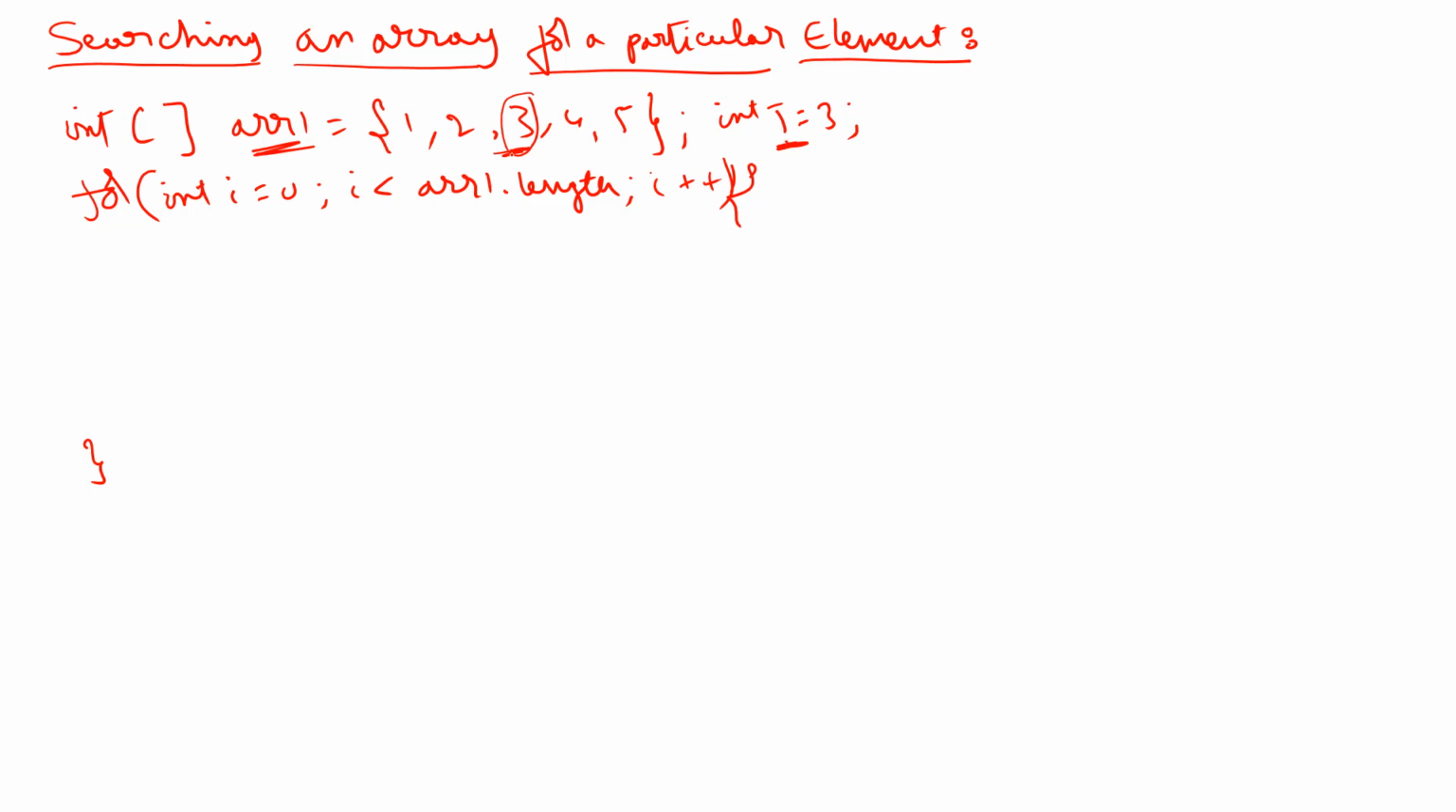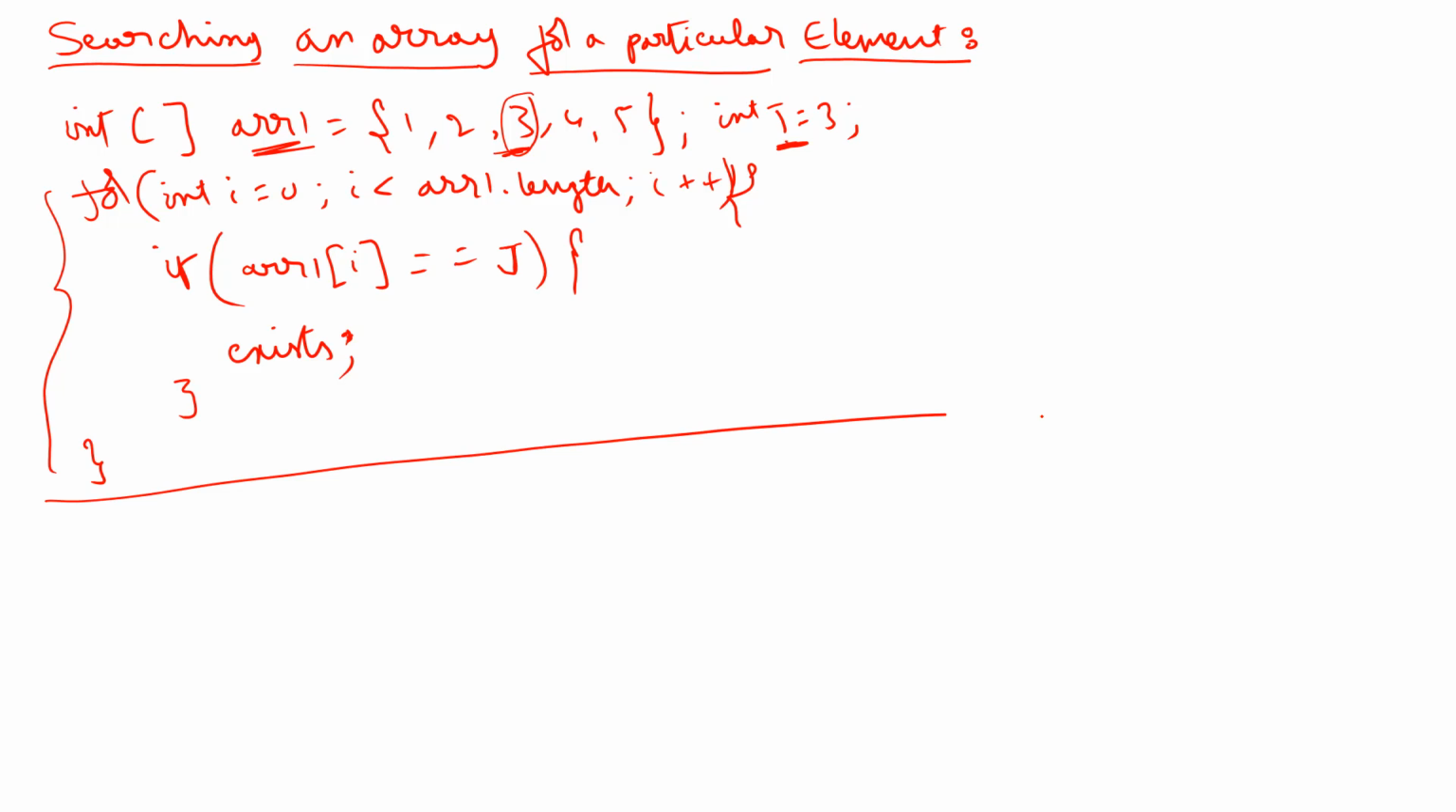So then I will say if arr1 of i equals to j, then print exists. Otherwise, print no, it doesn't exist. So this is one way. That means we can use a for loop and we can search for a particular element.